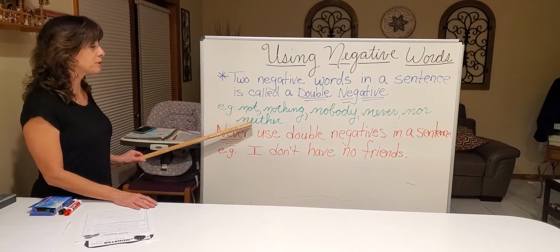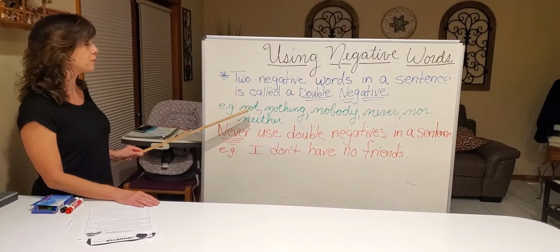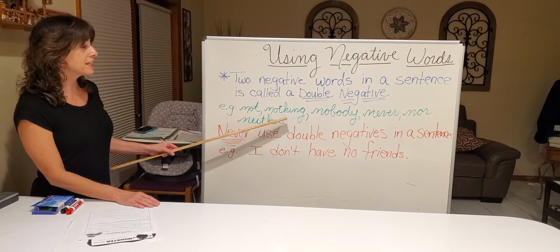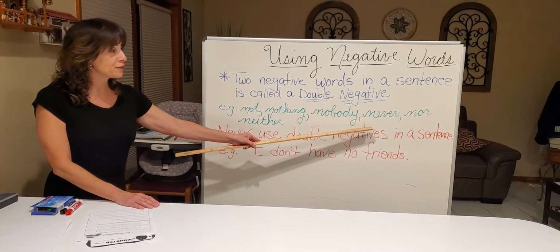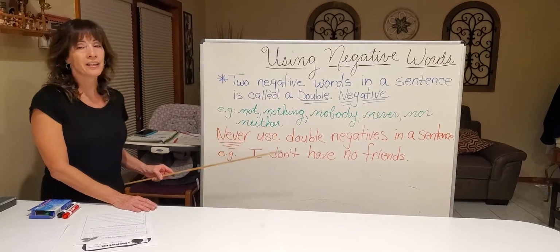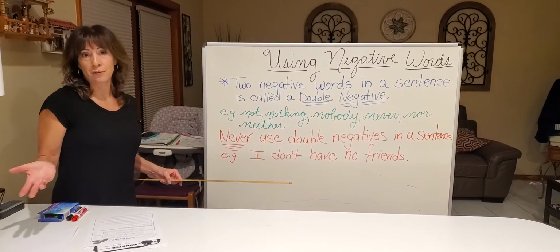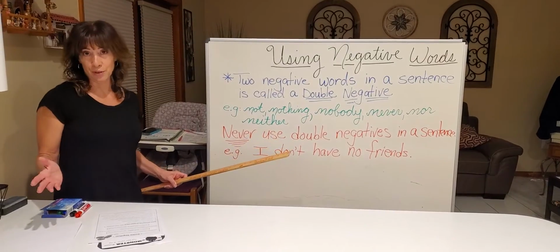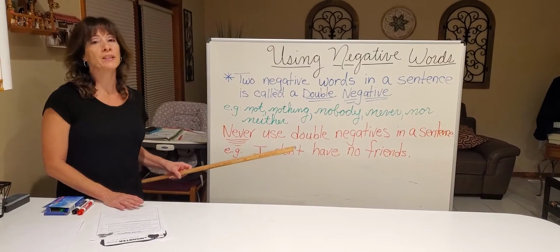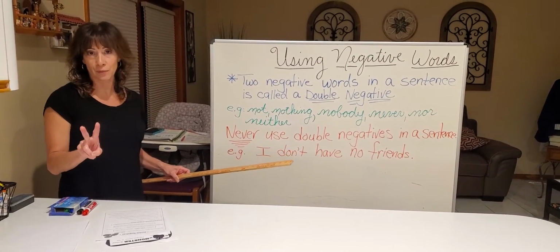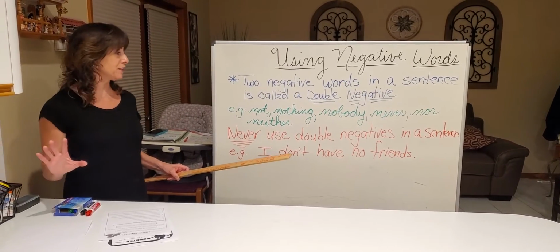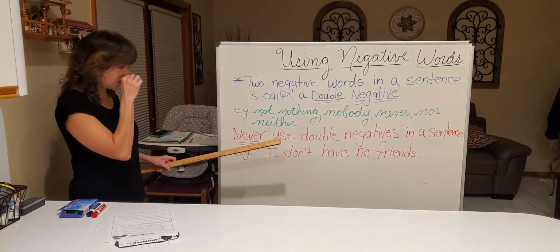These are some examples. These are not the only ones, but these are some examples. Not, nothing, nobody, never, nor, neither. Any word that has to do with no or not are negative words. And we can use them. There's nothing wrong with using them. But what is wrong is having two negative words in one sentence. That's a big no-no.